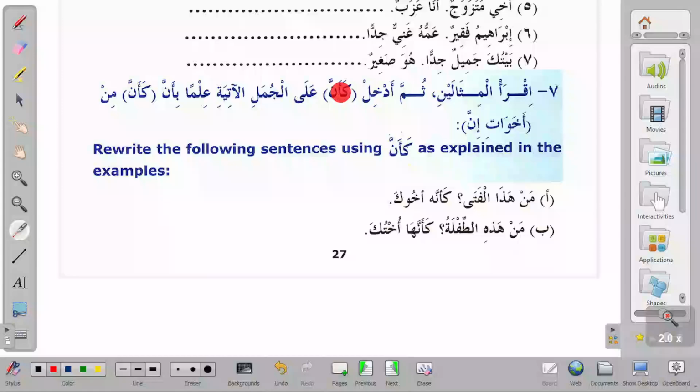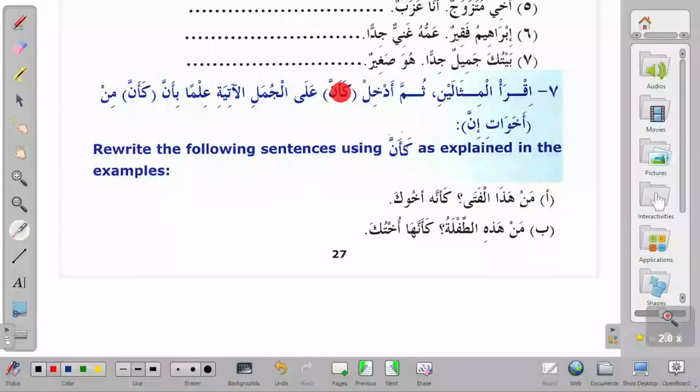So for example, Allah says in the Quran, when describing the hellfire, إنها ترمي بشرر كالقصر. Then He follows it by saying كأنه جمالة صفر.